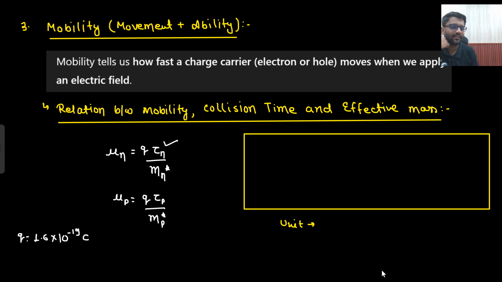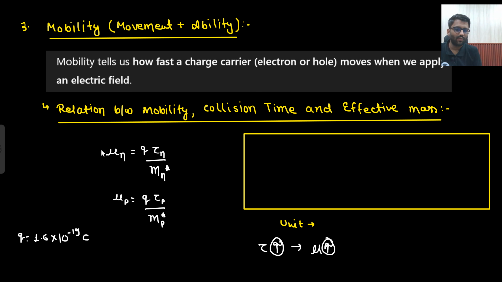Because if tau is high, what does that mean? Collision time is high. Collision time is high means between two successive collisions there is more time. If between two successive collisions there is more time, what does that mean? The electron is moving more freely. That means the ability of movement for the electron is high. What I am saying is, if collision time is high, that means the ability to move is high. What does that mean? Mobility is high.